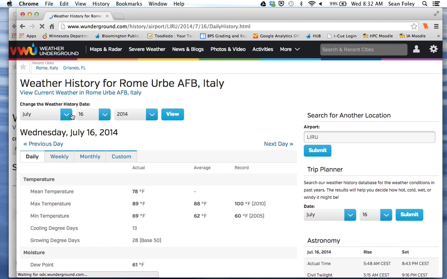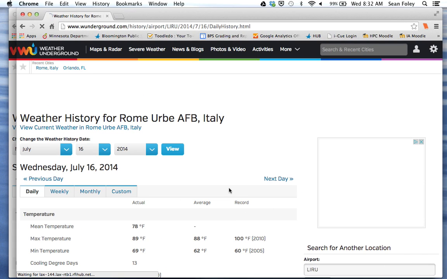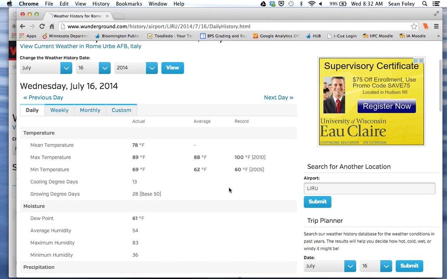And you can look at either the high or the low temperature, whichever one you're more interested in. And so if we're looking at the average high for today in Rome, it is 88 degrees Fahrenheit. And so today is July 16th. We can figure out what day of the year that is and record that.